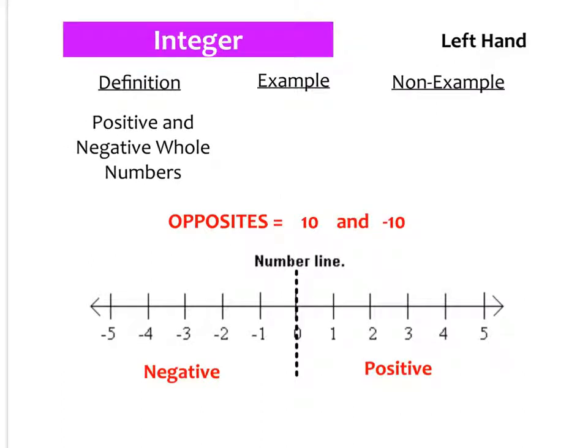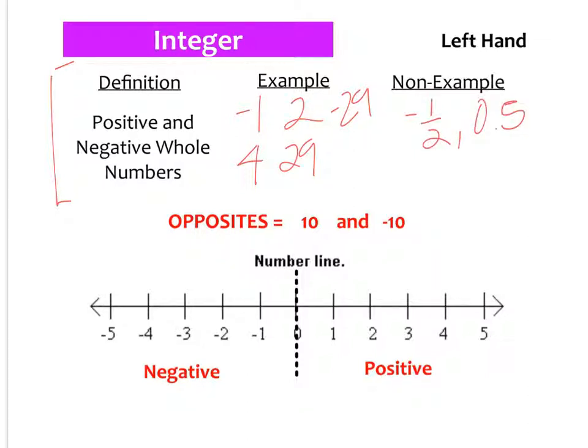All right, so go ahead and copy this down in your journal so that you have the definition down. The definition of an integer is any positive and negative whole numbers. So an example would be -1, 2, 4, 29, -29, etc. They're all whole numbers. They don't have fractions like -1/2 or decimals like 0.5. These are not examples of integers because they have fractions and decimals.